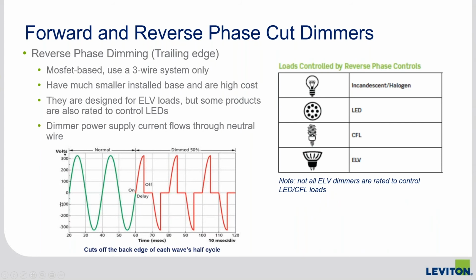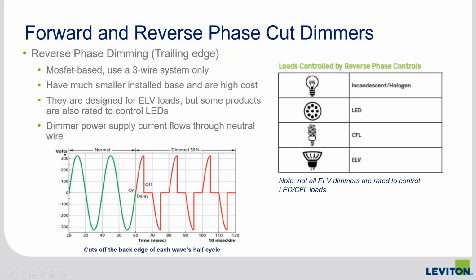If you look at a reverse phase signal, trailing edge, reverse phase, it's all the same thing. You see the green signal again, that same sine wave, but now we don't cut the signal at the beginning of the wave. We turn on and we maintain on until it's time to turn off. And that's how we look at it. We're turning off on reverse phase rather than turning on at a specific time. In order to dim lower, you turn off earlier. In order to dim higher, you turn off later. And of course, if you didn't turn off at all, you would be at that maximum level.